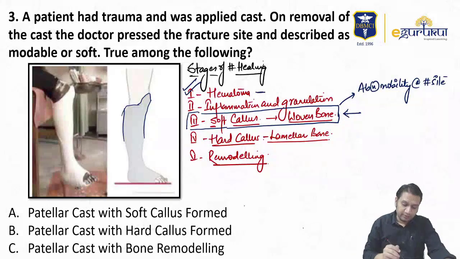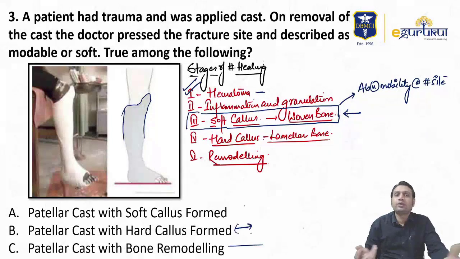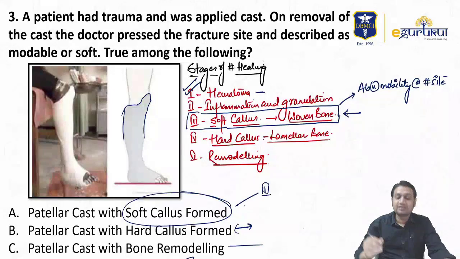Now, patellar cast with soft callus, hard callus, remodeling. Remodeling, if it has already occurred, that means the bone is healed. What is the need? If it is a hard callus, no need, right? You can free the patient. Hematoma is the very first stage. So it is a soft callus which is formed. Which stage? It is the third stage of fracture healing, right? So you have given the plaster so that there is some more time in which the soft callus converts into a hard callus, strong bone, right?